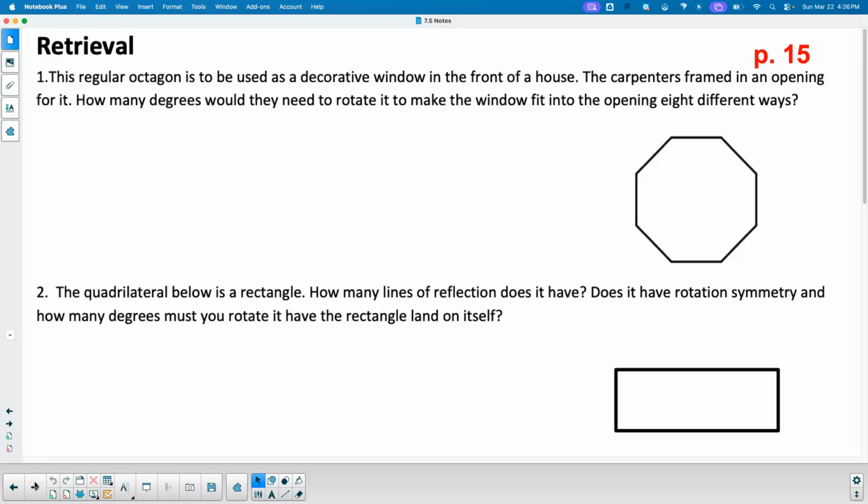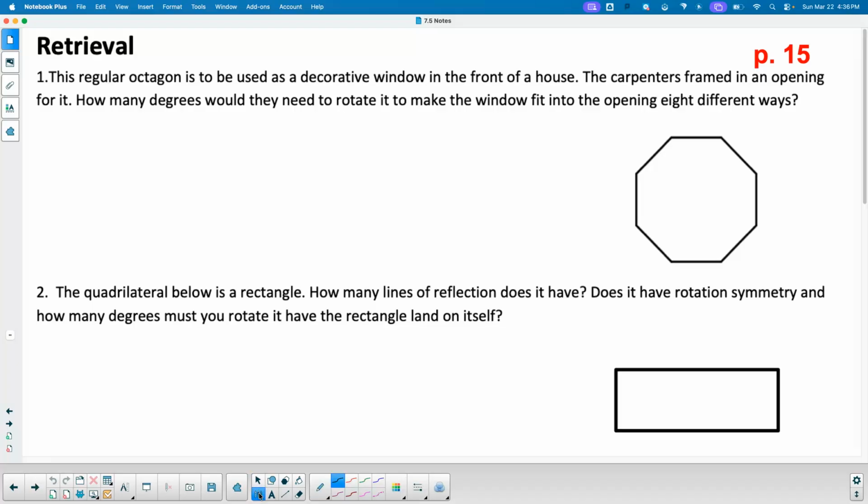Okay, this regular octagon can be used as a decorative window in the front of a house. Carpenters framed in an opening for it. How many degrees would they need to rotate it to make the window fit into the opening 8 different ways?